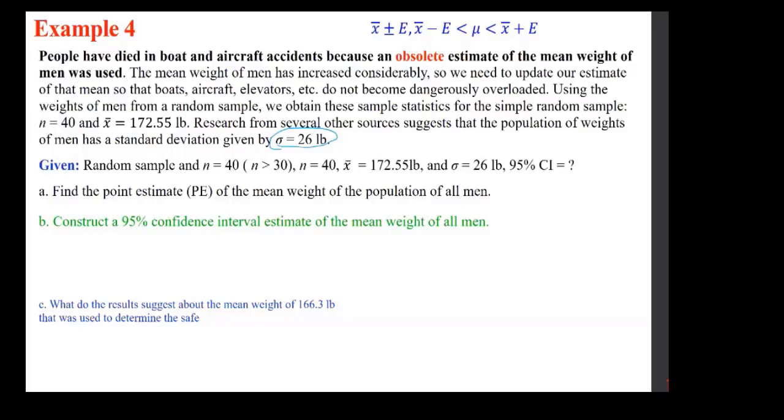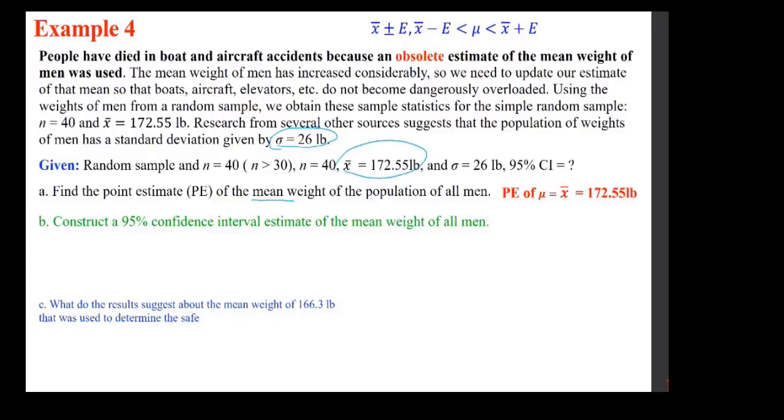Let's go step by step. The very first step is asking us to come up with PE, short for point estimate, of the mean. That means point estimate of mu, and point estimate of mu is X bar. That means to get started with a confidence interval, we start with somewhere, and that somewhere would be this X bar, the sample mean.